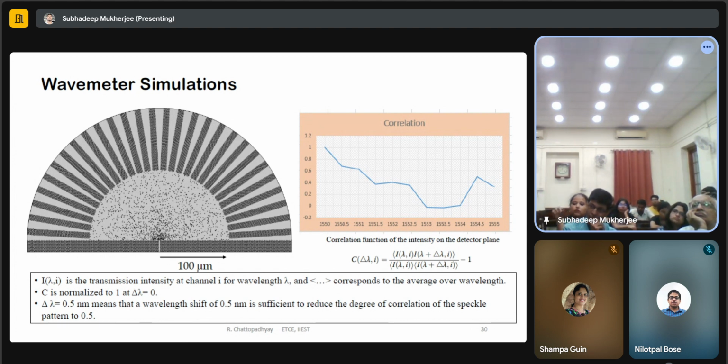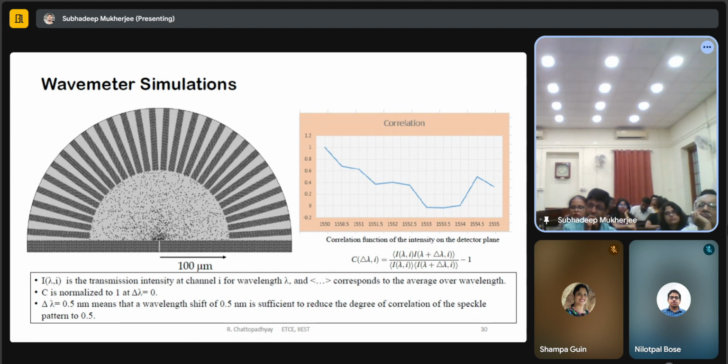It's an old result. We can see that the correlation factor is around 0.6, which is at 0.5 nanometer, right? So right now we have achieved 0.01 nanometer, which is 10 picometer. So if the wavelength shifts by 10 picometer, then this device will be able to pick up that shift. 10 nanometer is quite a big shift, so I think I misread.